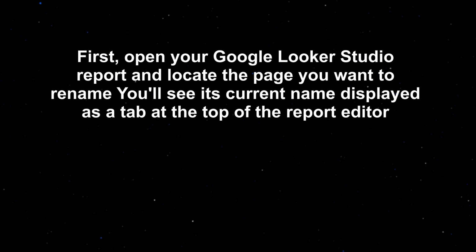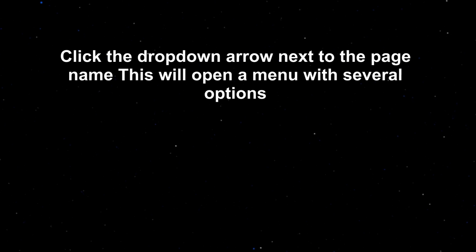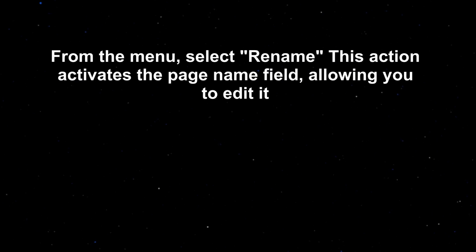You'll see its current name displayed as a tab at the top of the report editor. Click the drop-down arrow next to the page name. This will open a menu with several options. From the menu, select Rename. This action activates the page name field, allowing you to edit it.